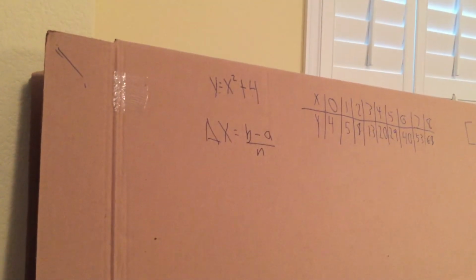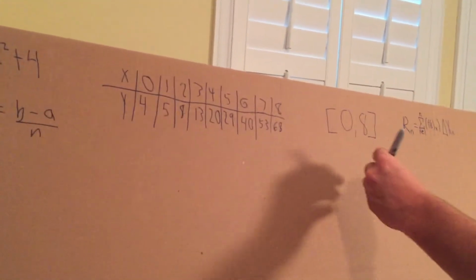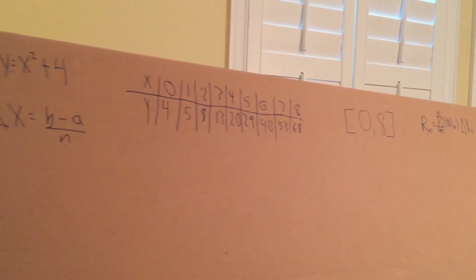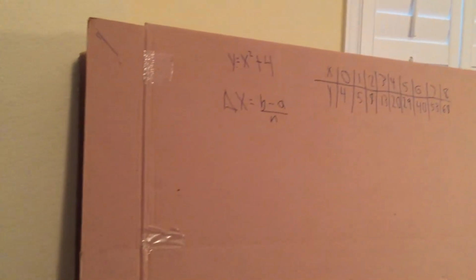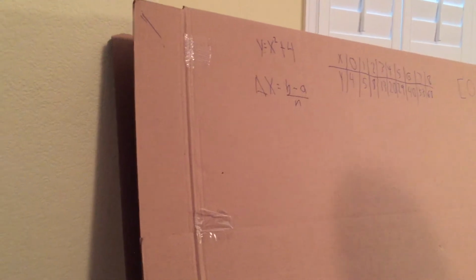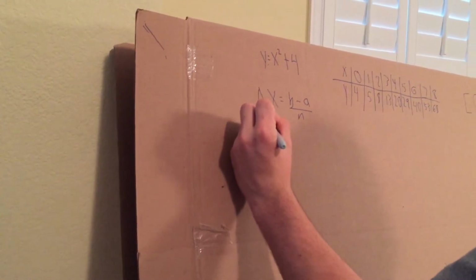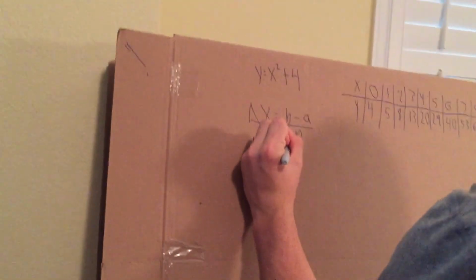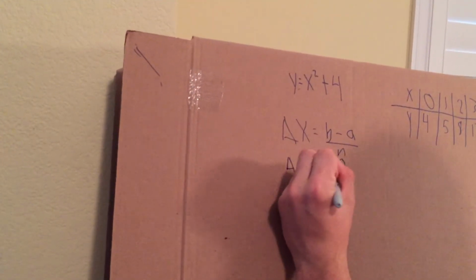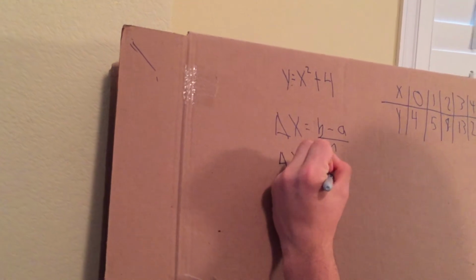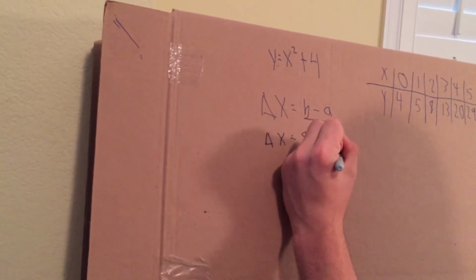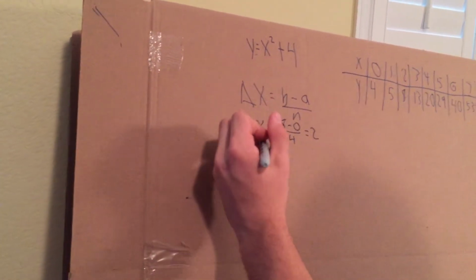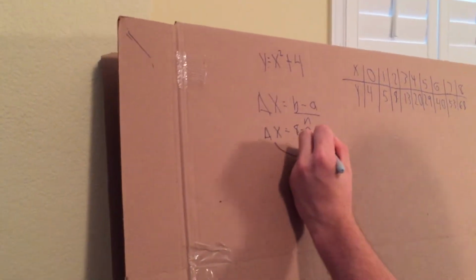So our b in this situation is going to be 8, a is going to be 0, and the number of intervals we want is 4. So we'll just plug these into the equation. Change in x is going to be equal to 8 minus 0 over 4, which is equal to 2. So our change in x is 2.